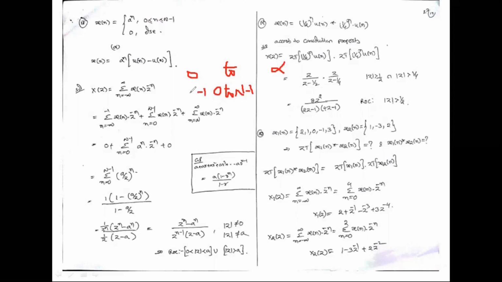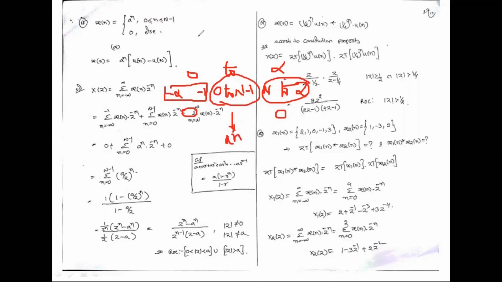Minus 1, and from minus infinity up to minus 1, this value is 0. And what is the above value? N minus 1 means the next value is a^n. From n to infinity, this range is also 0. Only in the range 0 to n minus 1 is the value a^n.